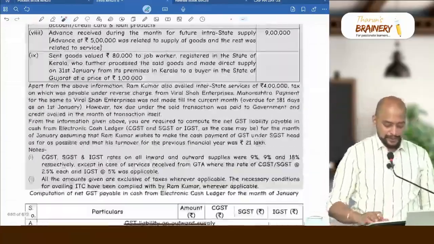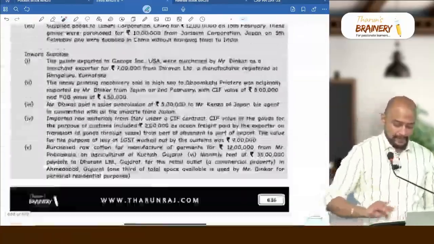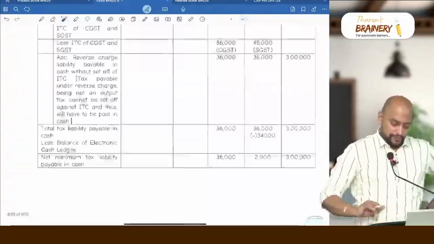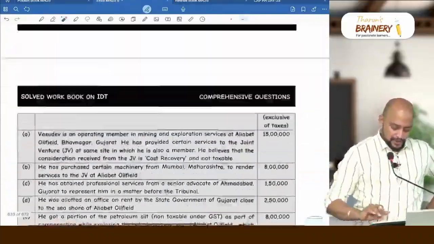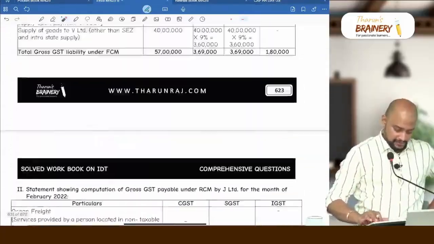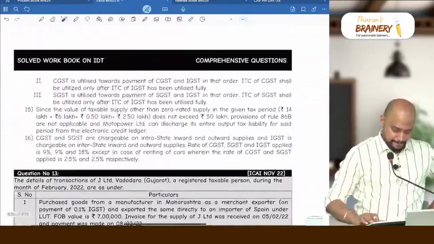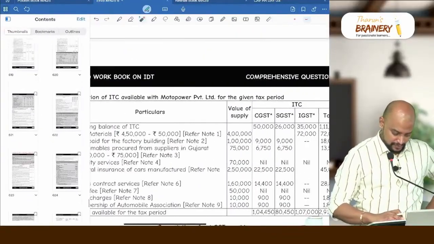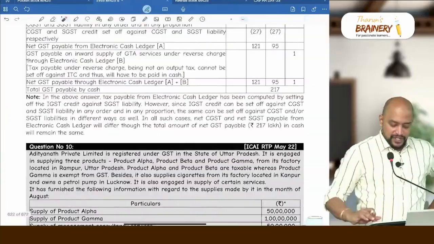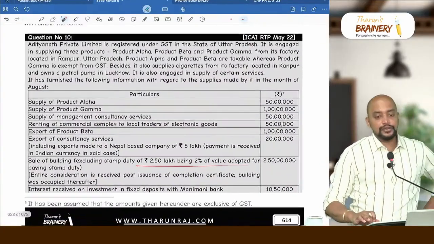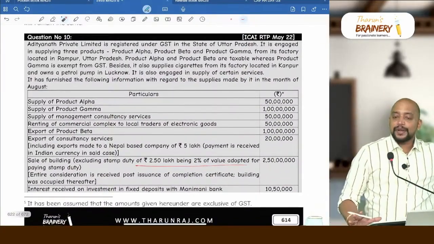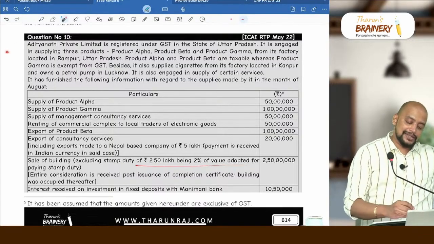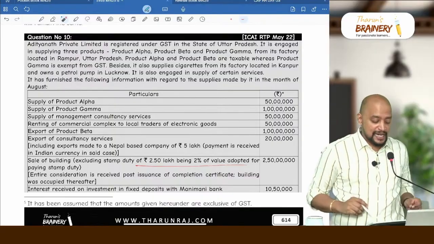Let's do one question so that you will get an idea. So in the solved workbook, it is there in question number 10, page number 614. So we have some comprehensive questions. I have given for 14 marks question types how they can give. So you can see one question out of that which is connected to this meaning of exempted supply.